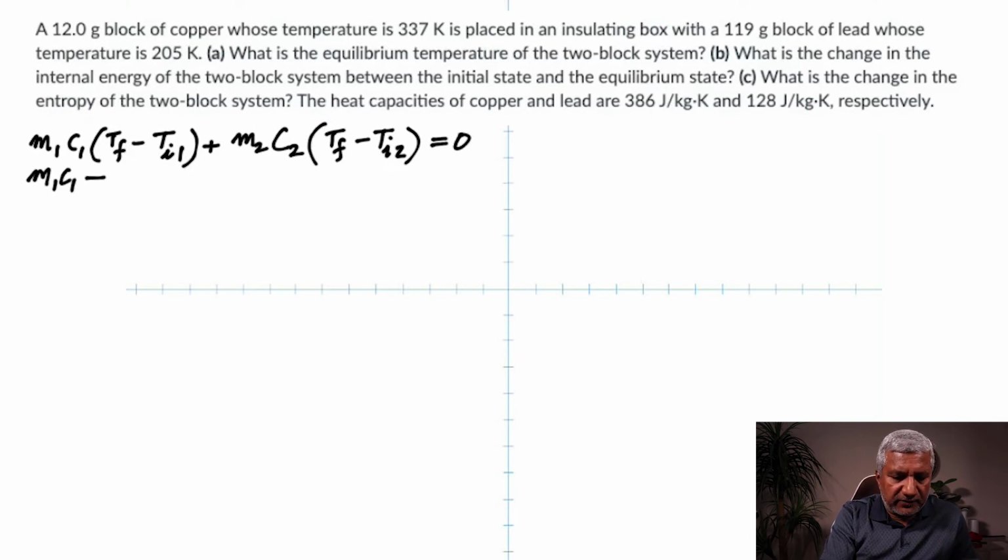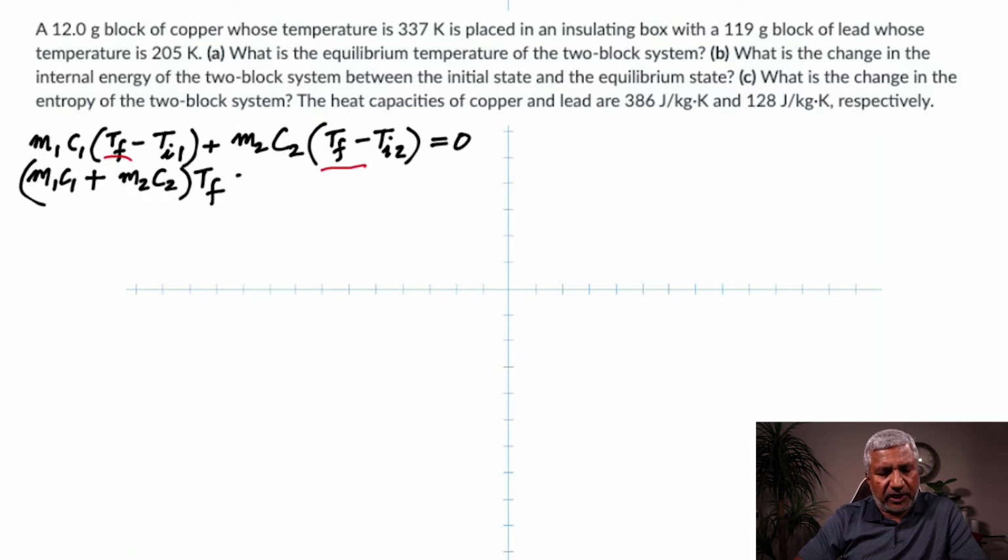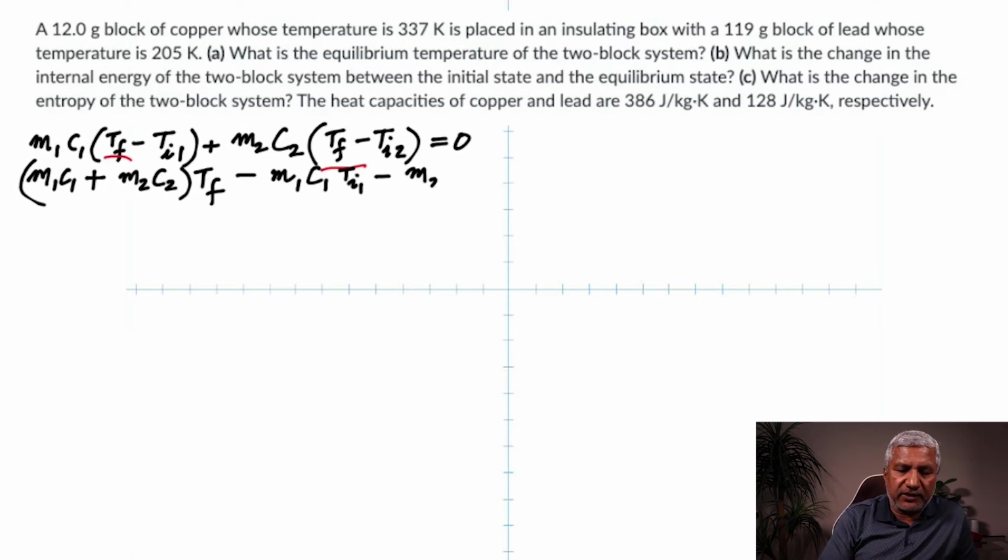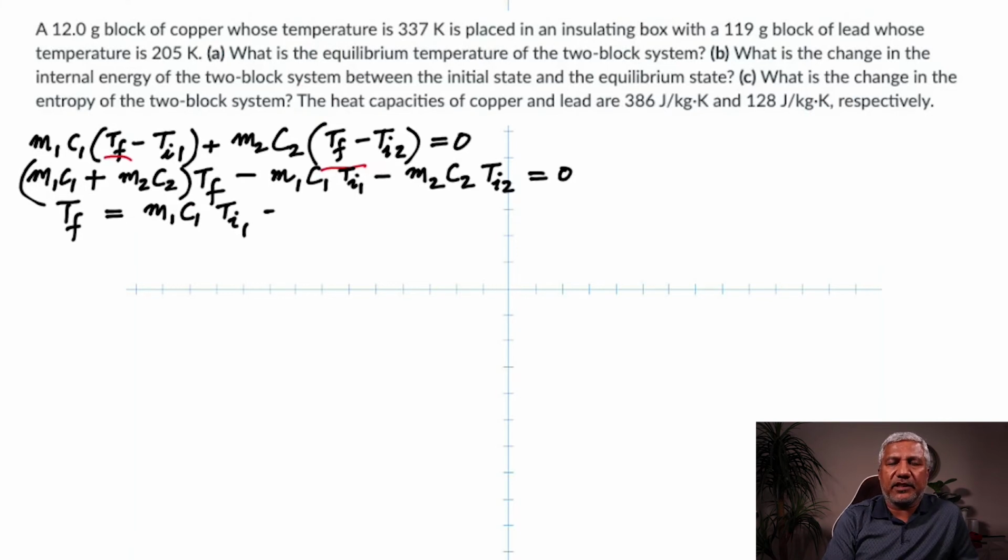But what are we trying to find? TF. TF is in two places, isn't it? So it's a bunch of algebraic steps now where you have to bring TF to one side, which is what I'm doing. I took the terms that have TF, and then here are the remaining terms, and then I have to separate TF. And I will get this formula. Trying not to read it, because I've been talking for too long.